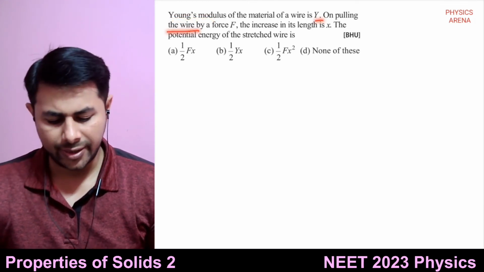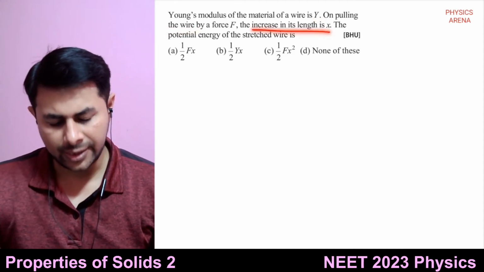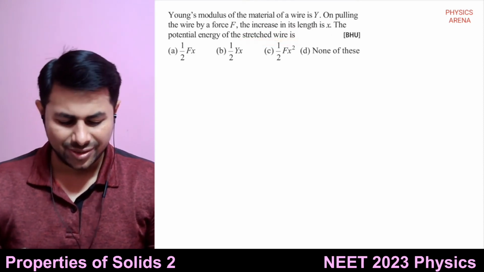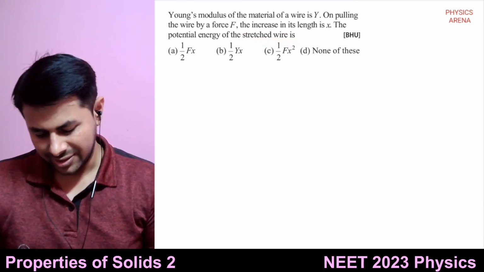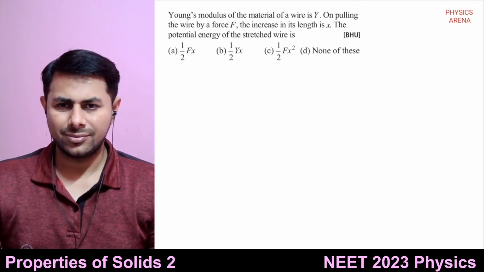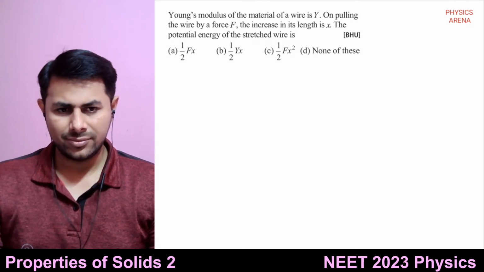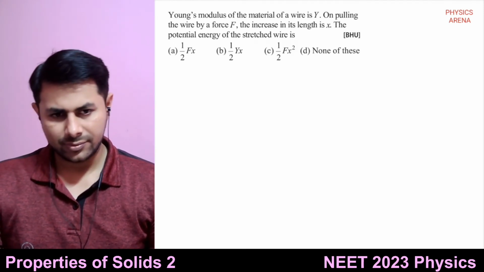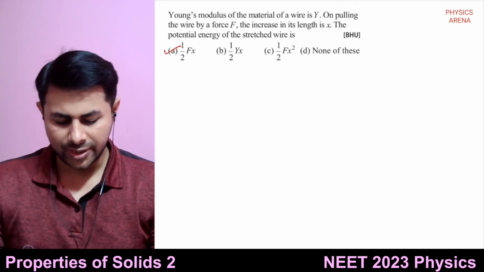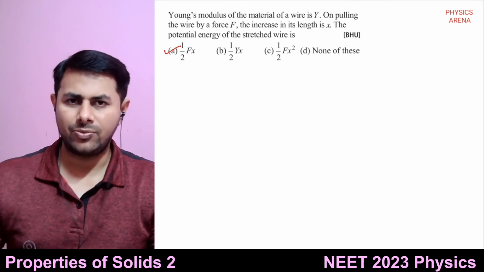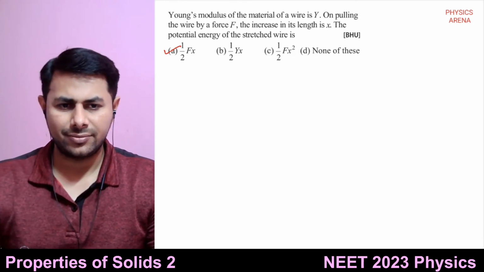Young's modulus of the material of a wire is Y. On pulling the wire by a force F, the increase in length is X. The potential energy of the stretched wire is? Again, same question, different exam, same question. Tell me. So option A, right? Potential energy is half of load into extension, half of the external force multiplied by extension.